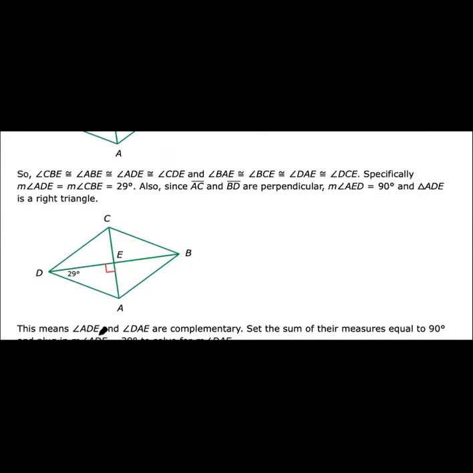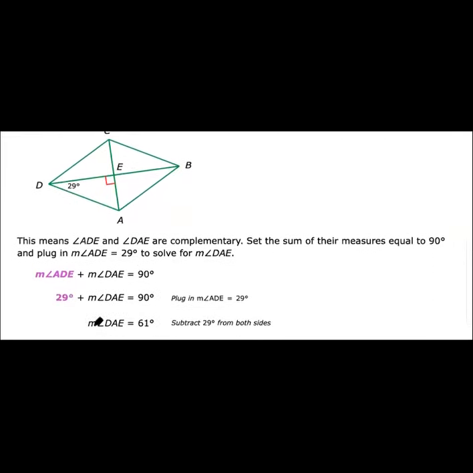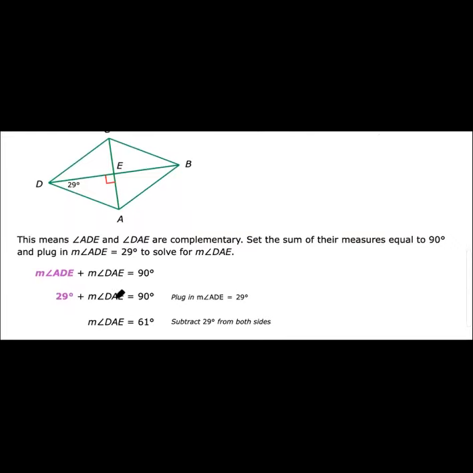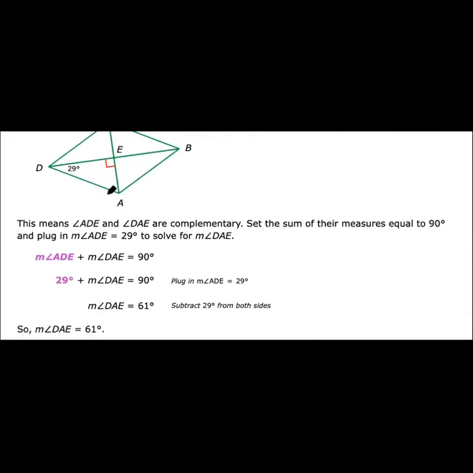Okay. So this means that ADE and DAE are complementary. Set the sums of measure to equal 90 degrees. Okay, so I did here 29 plus DAE, which is 90. And I gotta subtract 29 from both sides, so that's gonna be DAE is gonna be 61. Okay, so DAE, that one right there, is gonna be equal to 61.